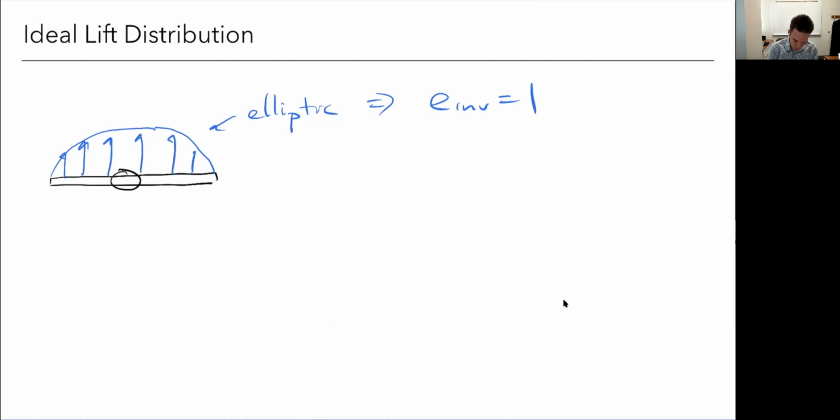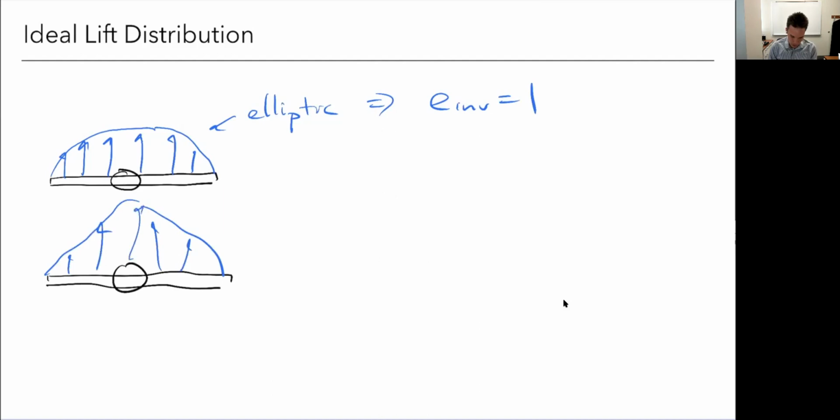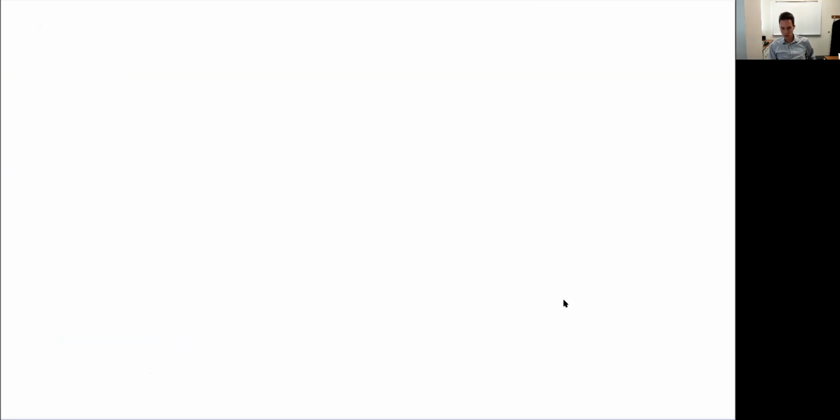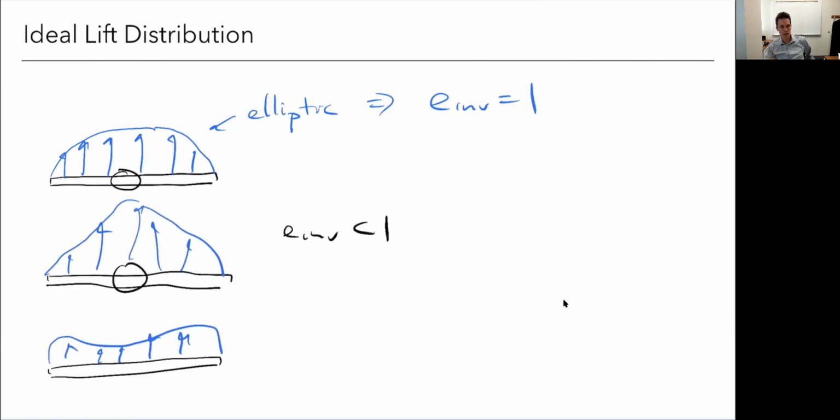If I had different shapes of lift distribution, so I could change this any way I want by twisting the wing. Here's a different one. Or I could put maybe more lift towards the center. I have other shapes. I could have all sorts of things. I could have weird ones where I've got lift on the outside, and this would be really bad, less on the inside. All right, these are all going to have an E inviscid less than 1. In fact, that one is going to be much less than 1. If we go back to our formula here, anytime E inviscid is less than 1, my induced drag is going to be higher. So the best I can do for a planar wing is to get an elliptic lift distribution.